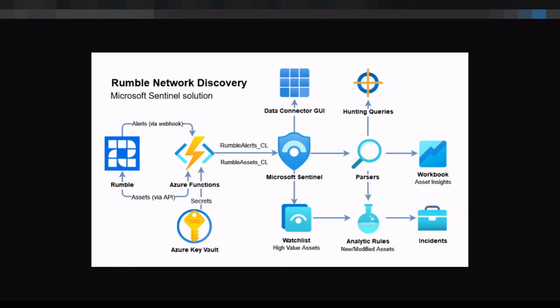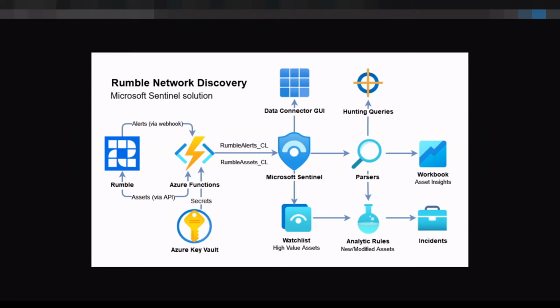First, there's an Azure Functions data connector with two PowerShell functions. One with a timer trigger to receive asset information from the Rumble API, and one with an HTTP trigger to receive alerts via a webhook when new or changed assets are discovered on the network. The Azure Function app also integrates with Key Vault to securely store and retrieve secrets such as the Rumble API key.